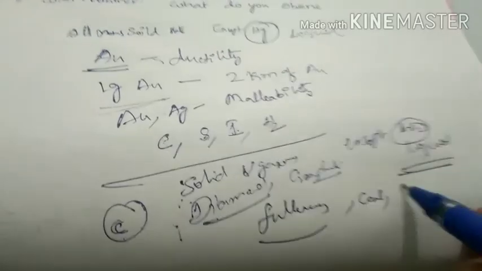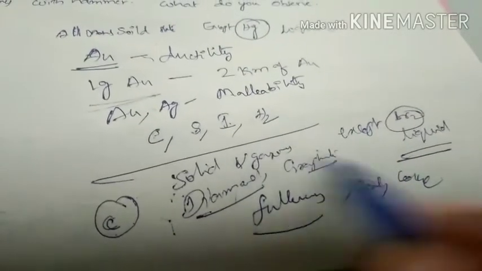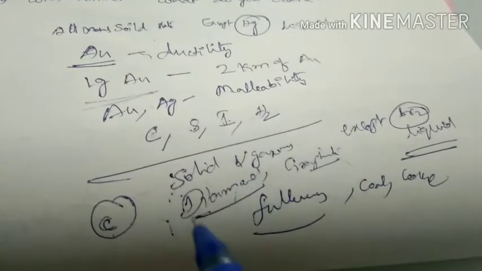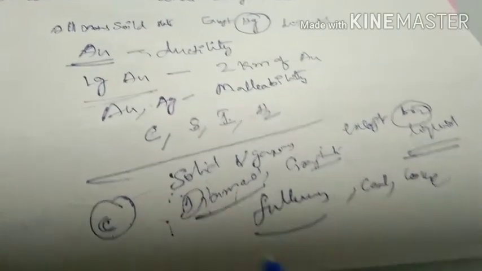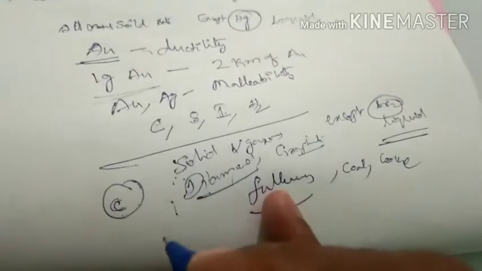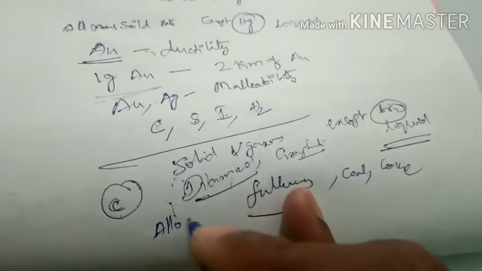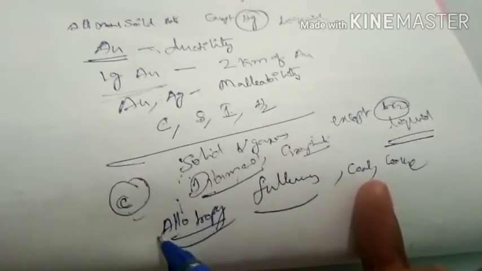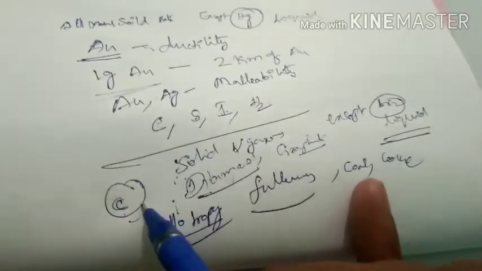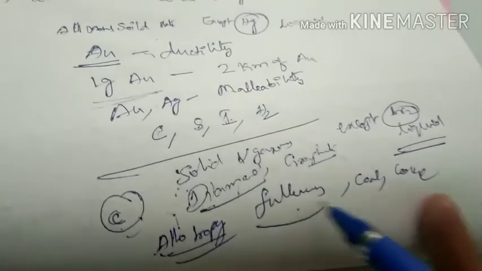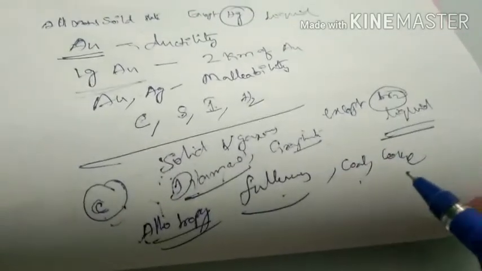Similarly, coal and coke all contain carbon. All these are present in solid state, but they have different structures. This property is called allotropy. We will discuss in the next chapter what allotropy is. Until then, just remember that carbon has different allotropic forms: diamond, graphite, fullerenes, coal and coke.